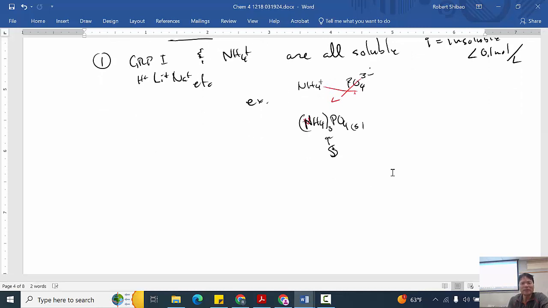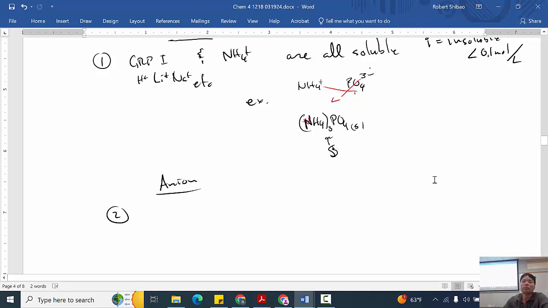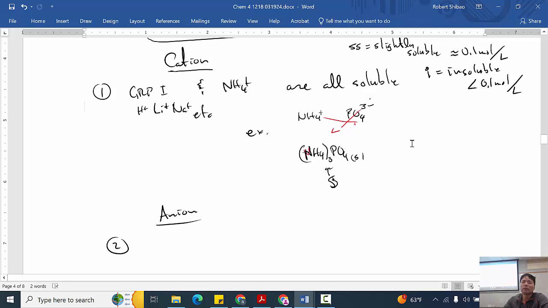Well, what if it isn't one of these cations? Then we look at the anion. And so we go to number 2 here, and we look at nitrates. So if you're looking at that compound, you see the cation first, and if it's group 1 or ammonium, then it's automatically soluble? Yes, regardless of the anion. So it could be sodium sulfide, sodium sulfate, sodium sulfite, sodium phosphate, sodium whatever. They're all soluble.